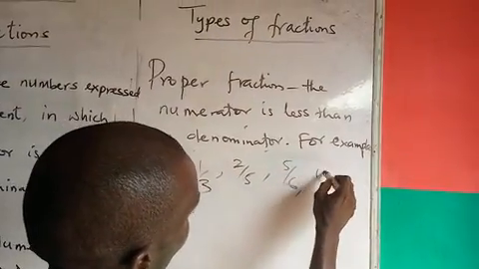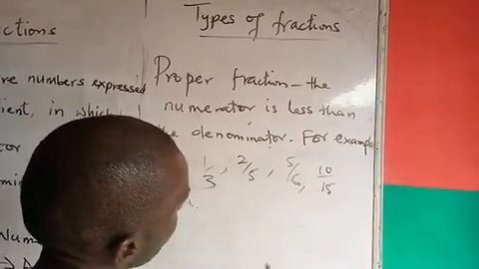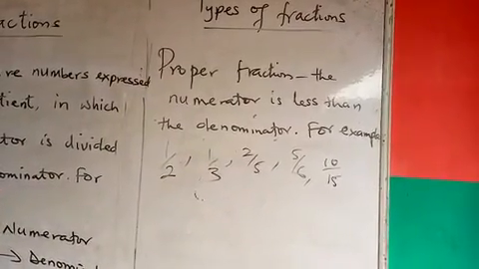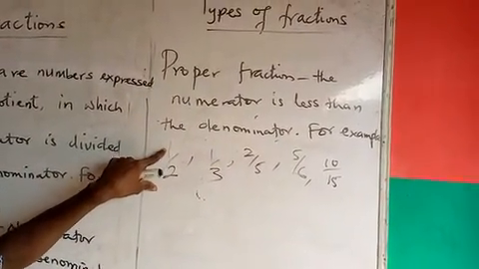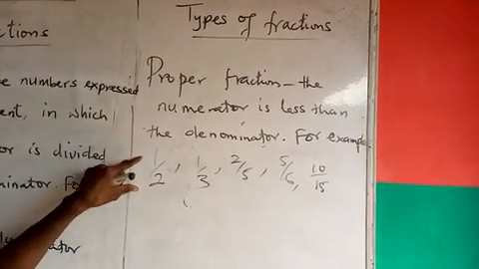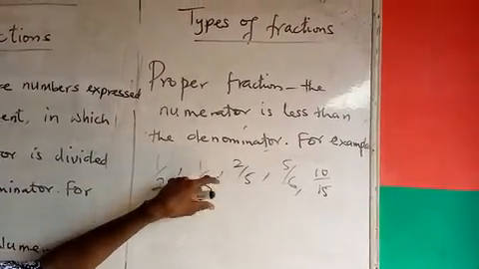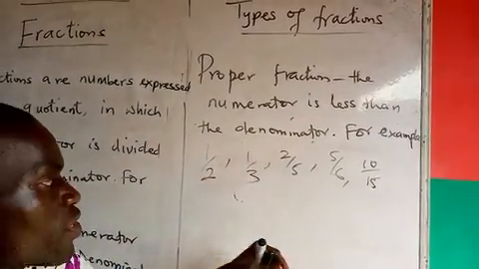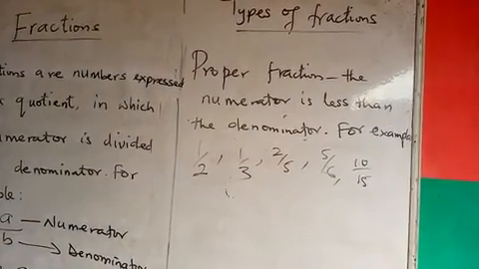Even 10 over 15 is also an example. You can see all these fractions are called proper fractions. Why do we call it a proper fraction? You can see the numerator here is less than the denominator. Meaning every number at the top is less than the one at the bottom. Numbers like this are called proper fractions.